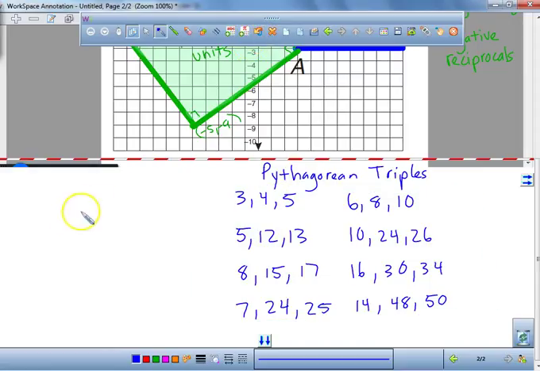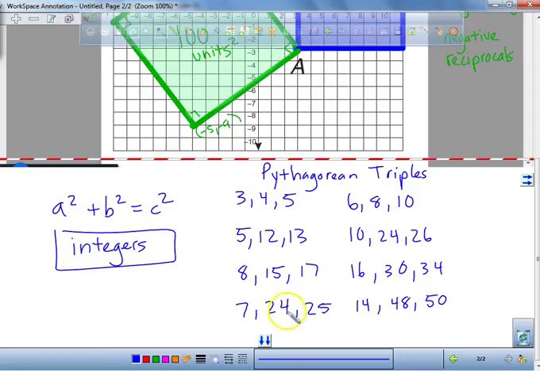Now, what is a Pythagorean triple? That's where a squared plus b squared equals c squared, and they're all perfect little integers, which means there's no decimals involved. These you need to know by heart. All right? You need to know the 3, 4, 5, 5, 12, 13, 8, 15, 17, and the 7, 24, 25.